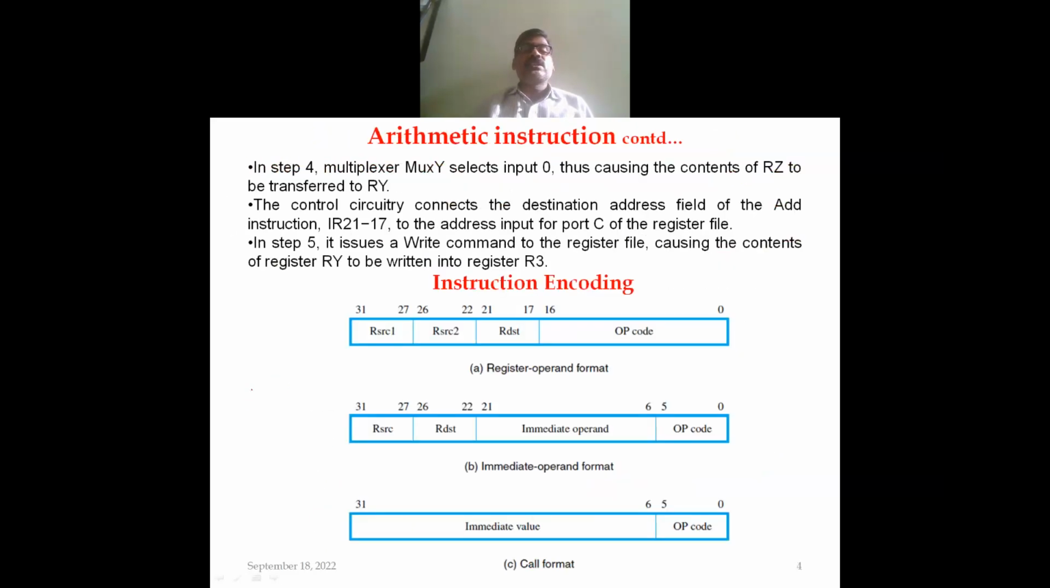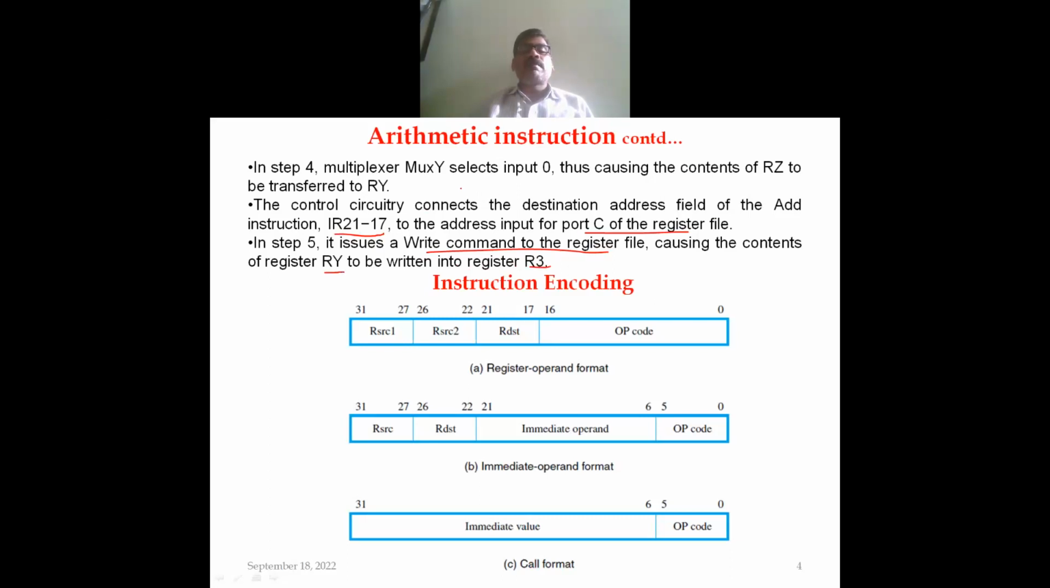In step 4, the multiplexer MUX-Y selects input 0, thus causing the contents of RZ to be transferred to RY. The control circuitry connects the destination address field of the Add instruction, IR bit positions 17 to 21, to the address input for port C of the register file. In step 5, it issues a write command to the register file, causing the result to be written into register R3.